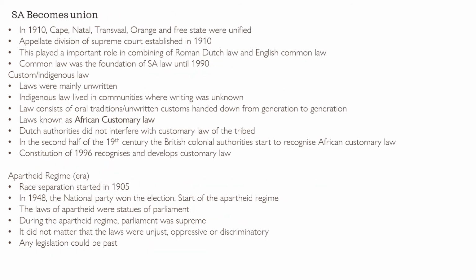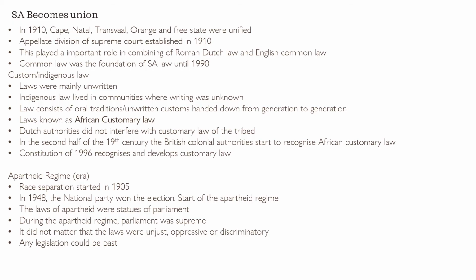Then we look at how South Africa becomes a union. In 1910, the Cape, Natal, Transvaal, and Orange Free State were unified. The Appellate Division of the Supreme Court was established in 1910. This played an important role in combining Roman Dutch law and English common law. Common law was the foundation of SA law until 1990.